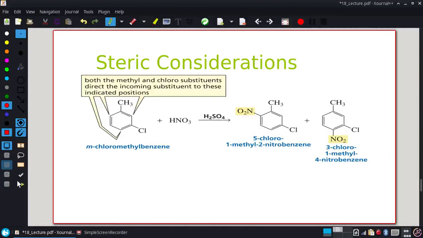Similar thing pops up here. The methyl is the strongest activator, so we're going to have ortho and para to it. But the one ortho, being between both these guys, can be a lot harder to get to, so we're not going to see too much happen there. So we're going to have two products based on those two locations.